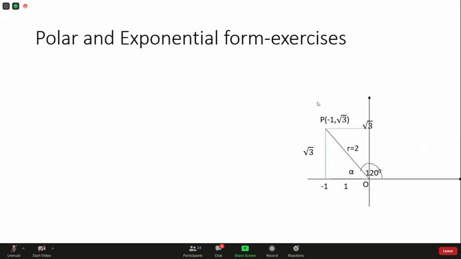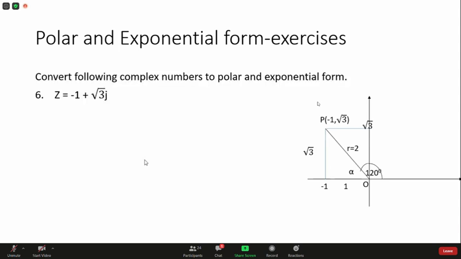Most of the students have joined. And now the next one, that is minus 1 plus square root of 3 j. x equals minus 1, y equals plus square root of 3. That is in the second quadrant. The modular value is 2. This is straightforward. The distance of the right angle triangle, one side is 1, the other is square root of 3. If you use the Pythagoras theorem, 3 plus 1 is 4, square root is 2. Right? You get the modular value 2 straight away.